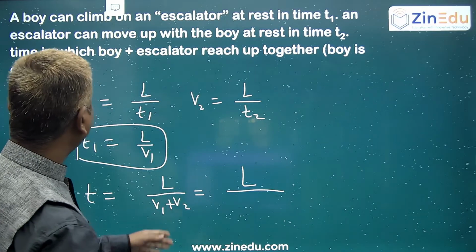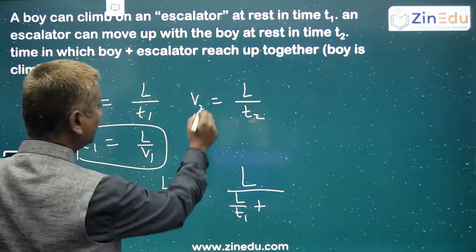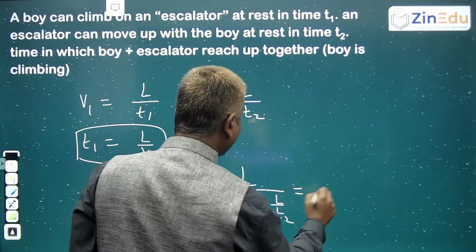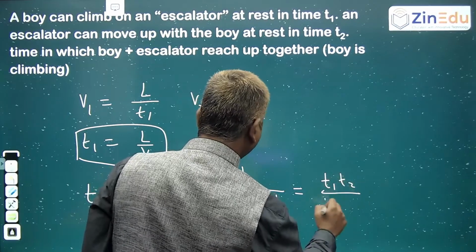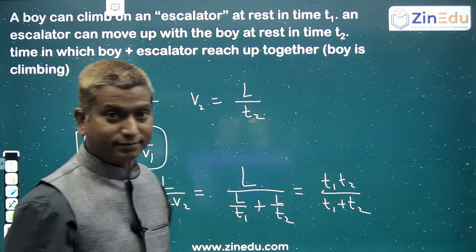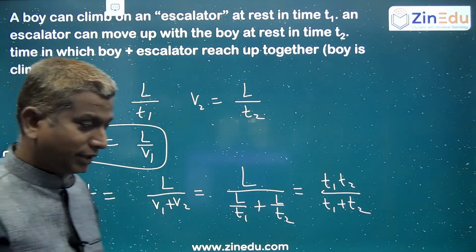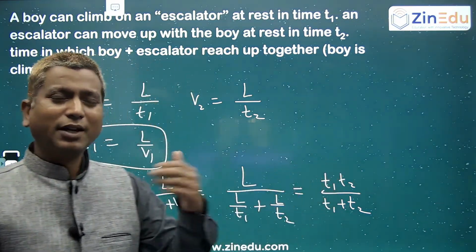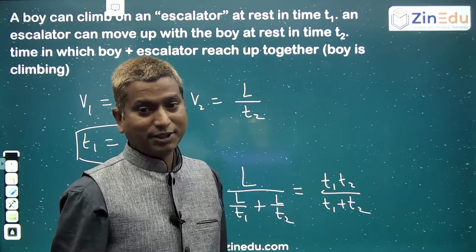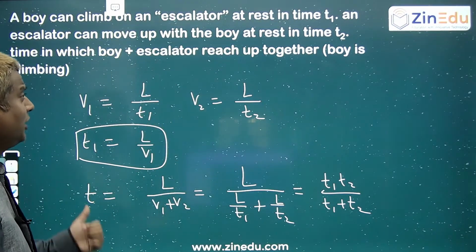So now what is v1? You can substitute v1 from here, L by t1, and v2 you can substitute from here, L by t2. From this, L gets cancelled, you get t1 t2 by (t1 plus t2). Right? That is the time you will take when both of them move together. The boy is also moving, the escalator is also moving, both of them are moving. Then you take this much time. Okay? Fine? Now, we'll go to the next question.